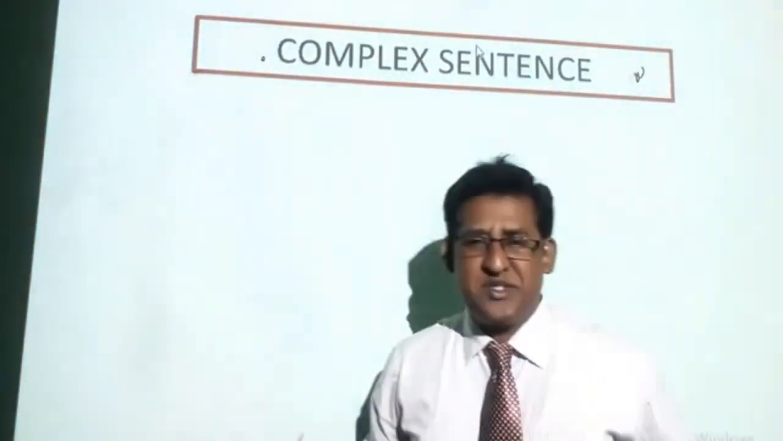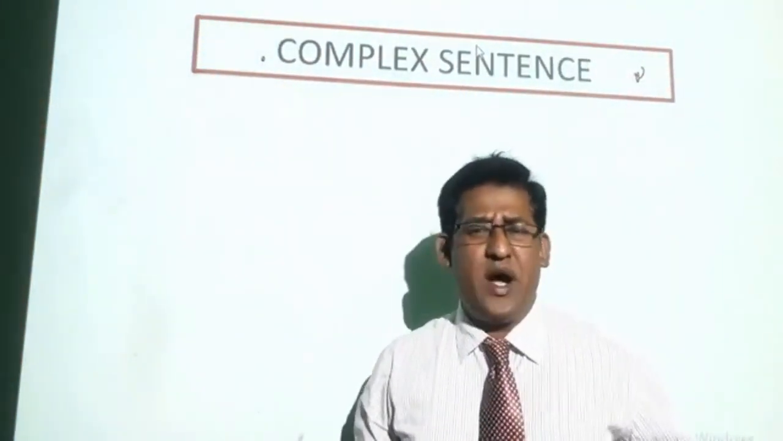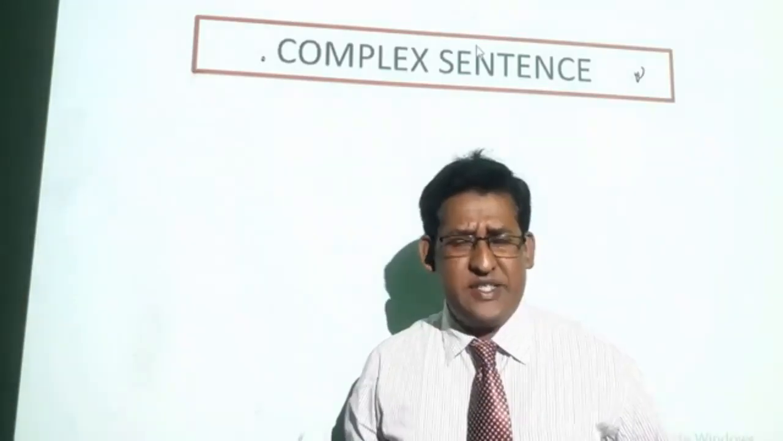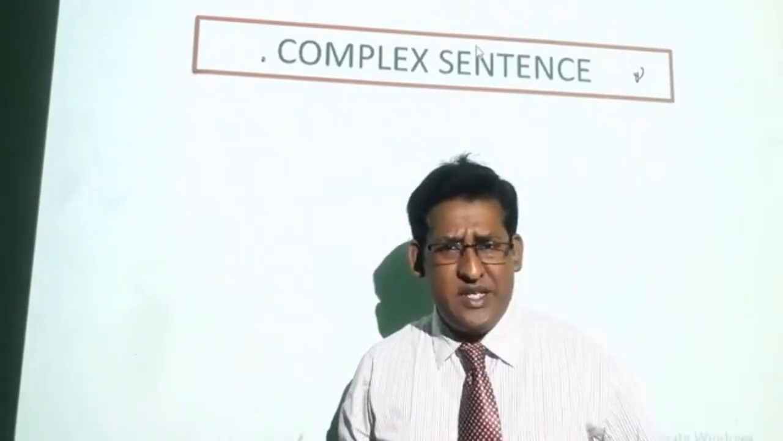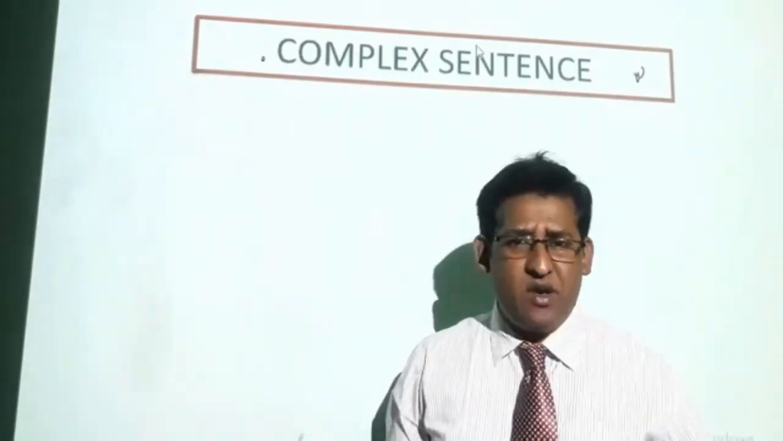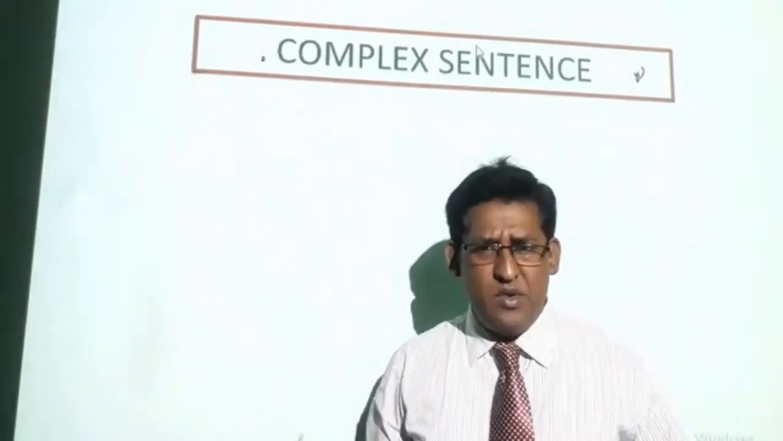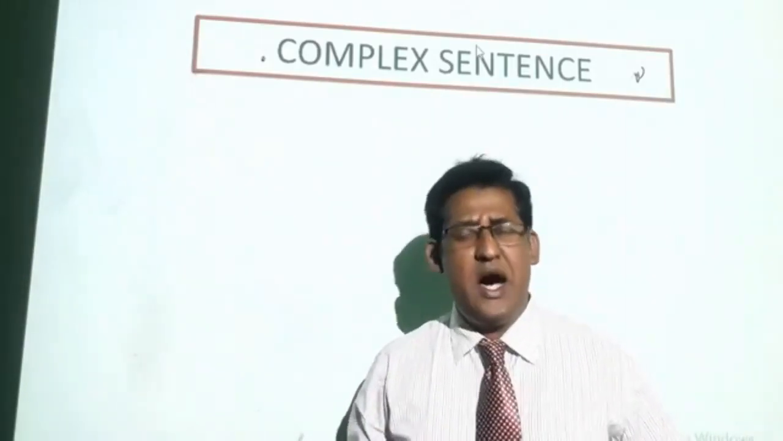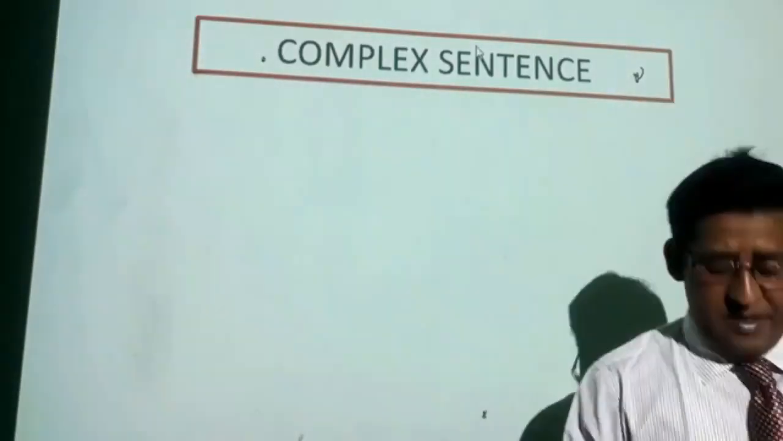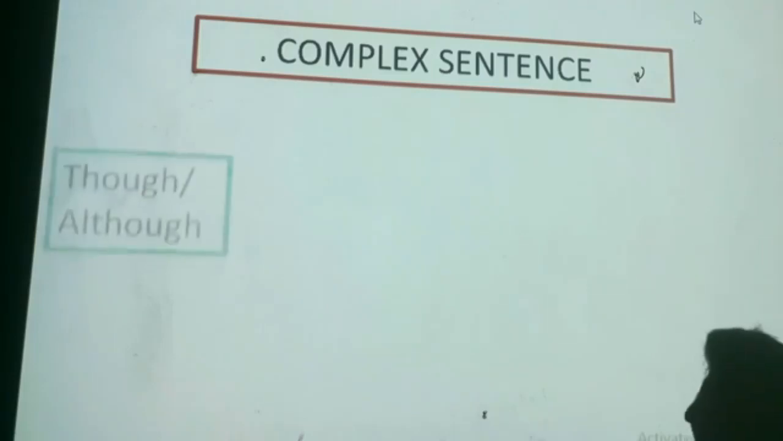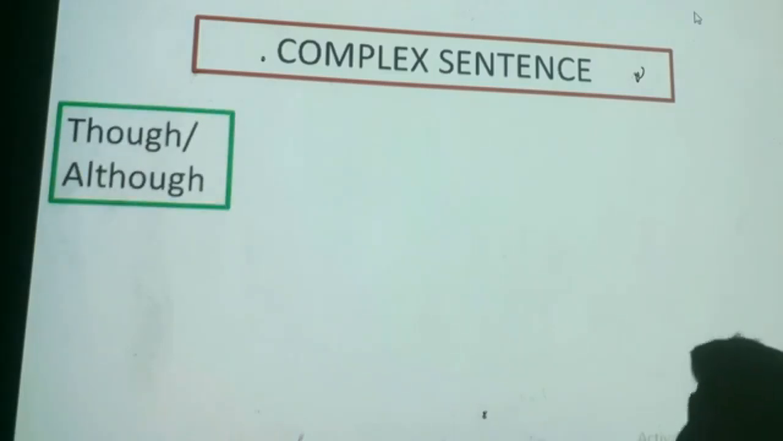Okay, my dear students, we are learning how to identify sentences. We have already learned how to identify a simple sentence and a compound sentence. Now, we will learn how to identify a complex sentence. When you see though or although, then you will think this sentence is a complex sentence.